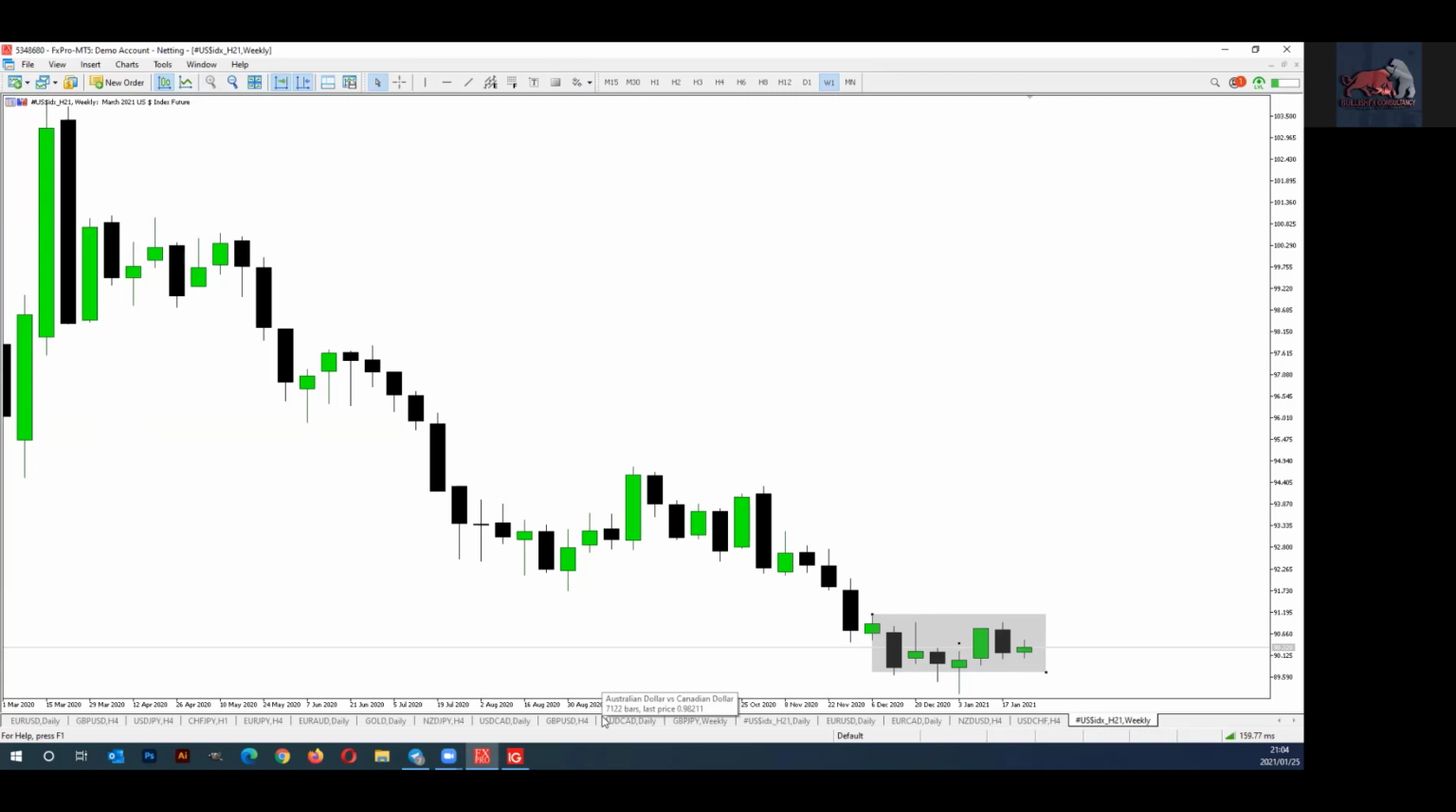You can see the dollar index for the past 1, 2, 3, 4, 5, 6, 7, 8 weeks, we've been ranging between the 91.14 and the 89.16 range. Price hasn't managed to break out. The reason being that we are now at the extreme of the market lows. Market is now in oversold conditions.